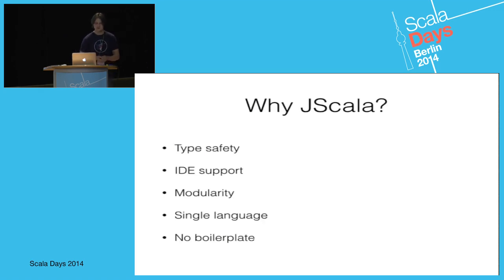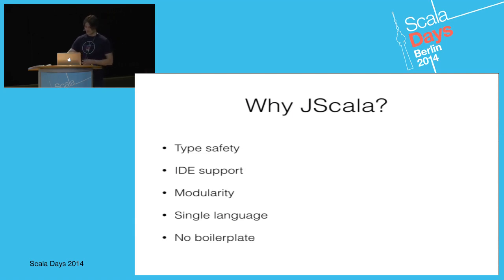So why would someone use JScala? Well, obviously, it's type safety. JavaScript is a dynamic language, no type safety at all. It has IDE support, because you know, if you use IntelliJ or Eclipse, it can help you a lot. All the refactorings, all that stuff just works. That's great. Modularity, because you have all the Scala language, all the objects, functions, composition, decomposition, traits, all those things that you can use. Well, you use a single language. If you write server-side code using Scala, you can write your JavaScript using Scala.